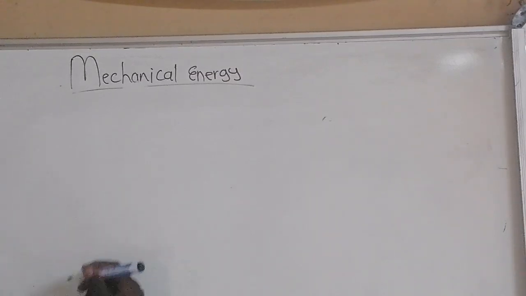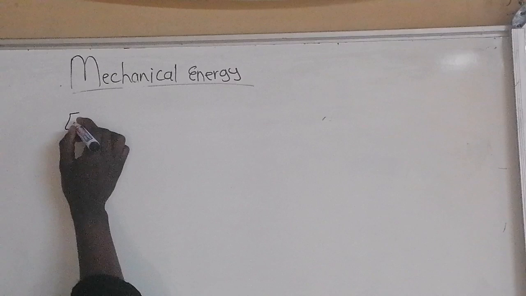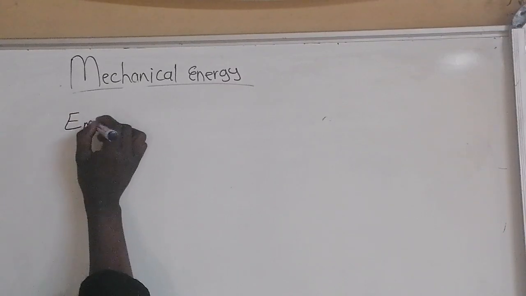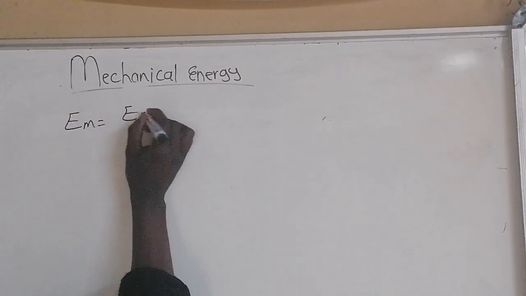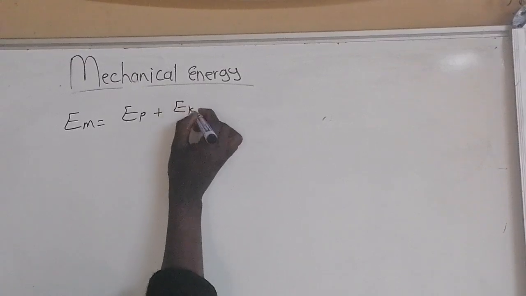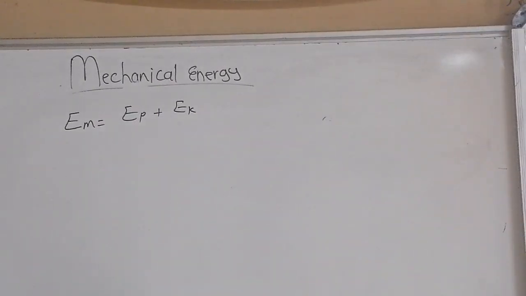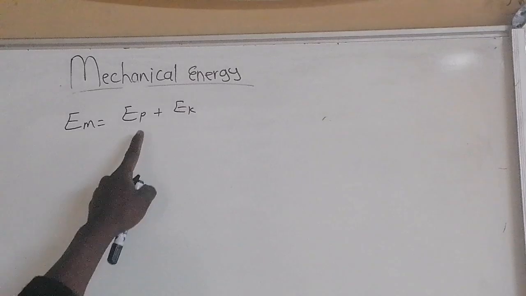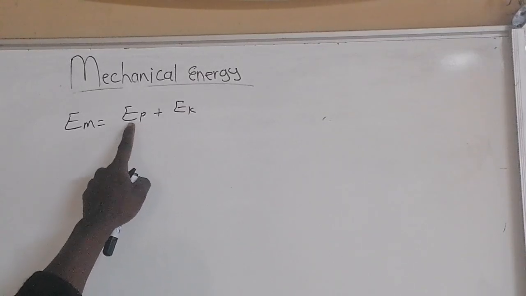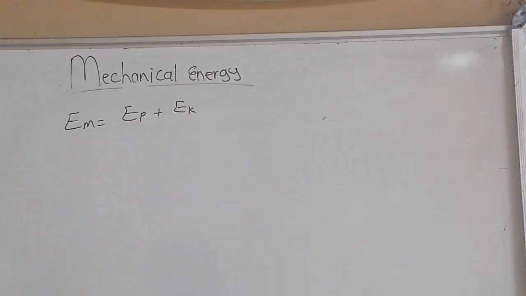So the formula for calculating mechanical energy is EM equals EP plus EK. This is what the definition says about mechanical energy. As I'm saying, it is very important for you to know how to define mechanical energy. Mechanical energy is the sum of the potential energy as well as the kinetic energy.